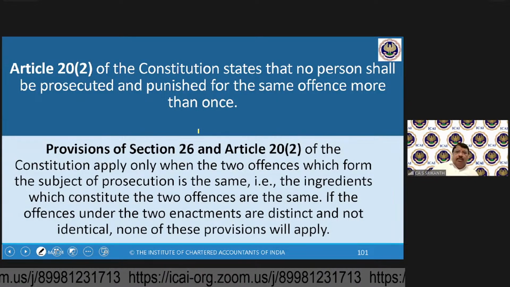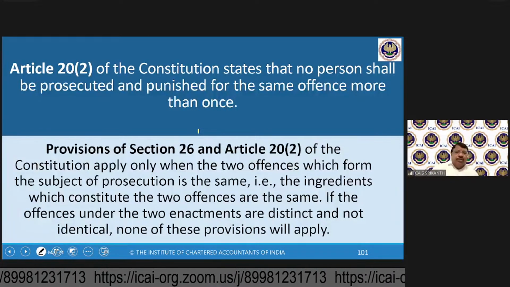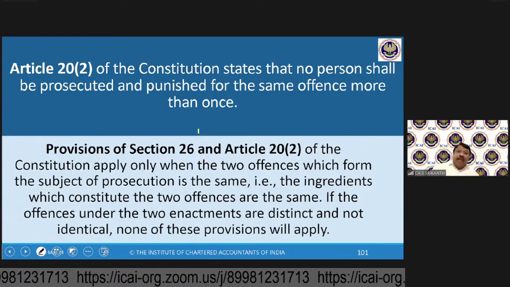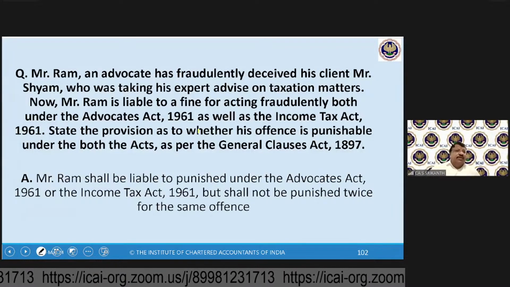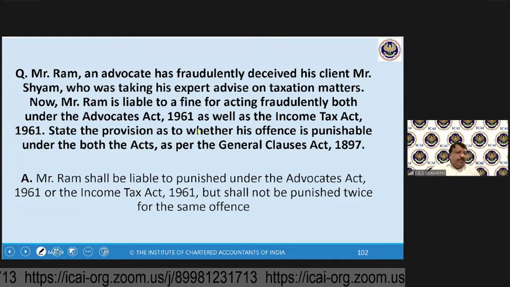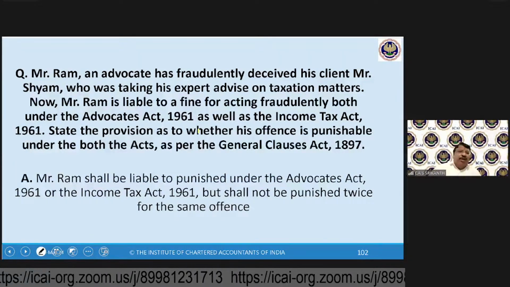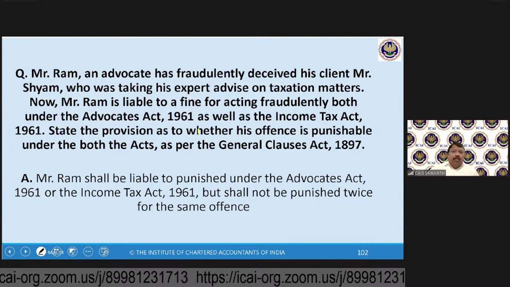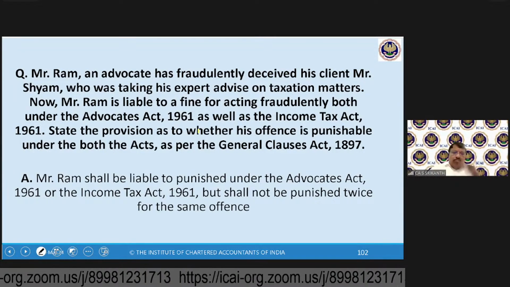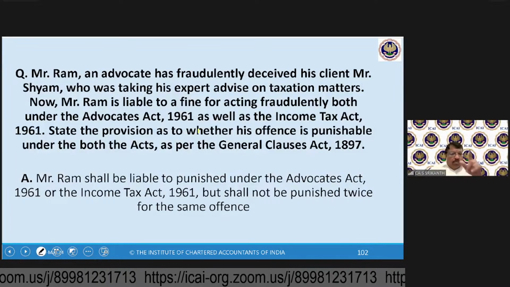Similarly, there's a constitutional provision also that one should not be punished for the same offence more than once. So Mr. Ram, an advocate, has fraudulently deceived his client, Mr. Shah, who was taking expert advice on taxation matters. Now, Ram is liable to fine for acting fraudulently under the Advocates Act as well as the Income Tax Act. Can you do it under both? No. He can be punished under either the Advocates Act or the Income Tax Act, not under both.